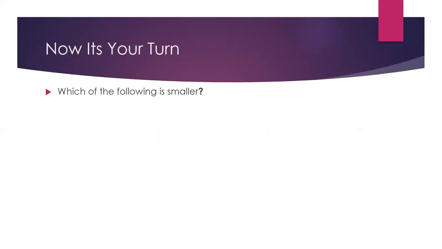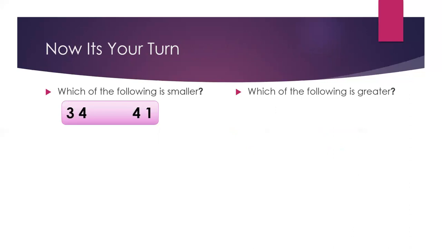Now it's your turn, and you can adopt any method, but you will tell me which of the following is smaller and which is greater. Here we have two numbers, 34 and 41. Yes, in 34 the tens digit is 3, and in 41 the tens digit is 4. As 4 is greater than 3, we can say that 41 is greater than 34.